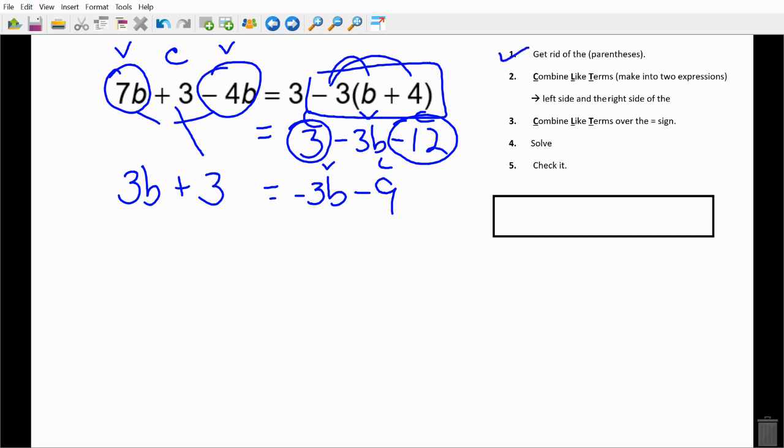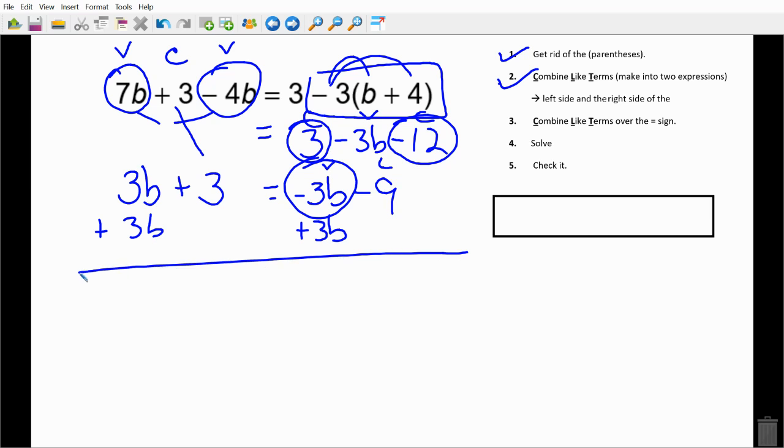So now that we've done step 1 and step 2, we're going to combine like terms over the equal sign. I like to put my variables to the left. All right, so I'm going to focus on this -3b. How do you undo a -3b? We add 3b. We're going to add 3b because whatever we do to the left, we do to the right. And we're going to get 6b with this flashcard. We're going to have the plus 3 here and a -9 here.